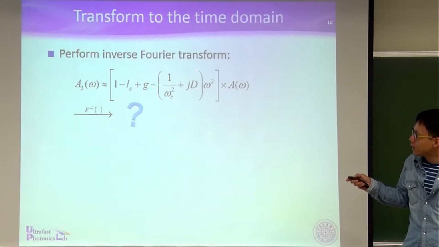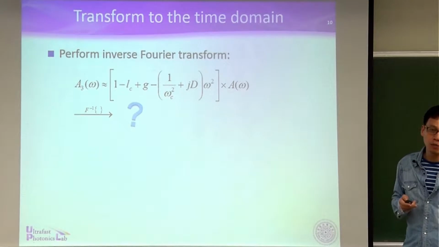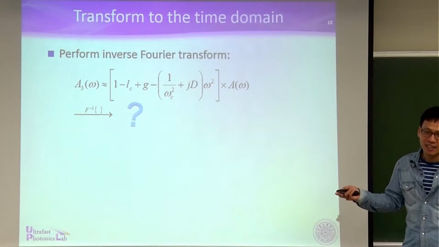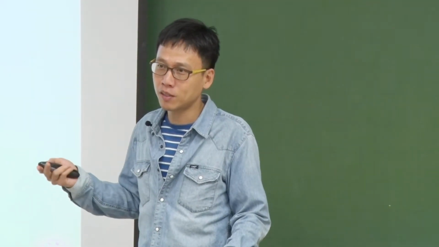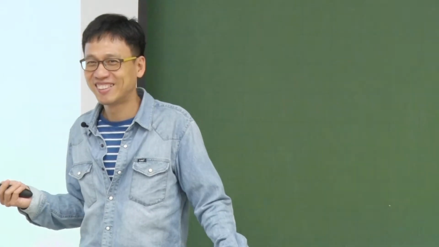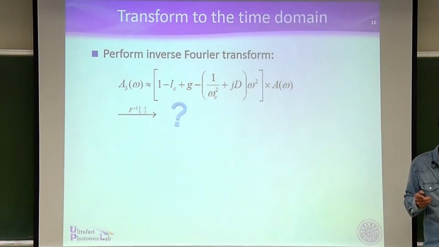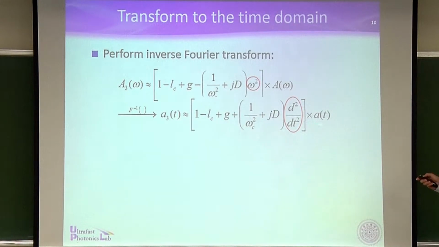Good. You have minus omega squared, right? It can be decomposed into the product of j omega times j omega. And for each j omega, what is the corresponding time domain description? Time derivative, first order time derivative. So you got second order time derivative in the time domain. Okay, so that's why you have this. Minus omega squared is replaced by second order time derivative. Of course, big A of omega is replaced by small a of t. It's a matter of symbol.